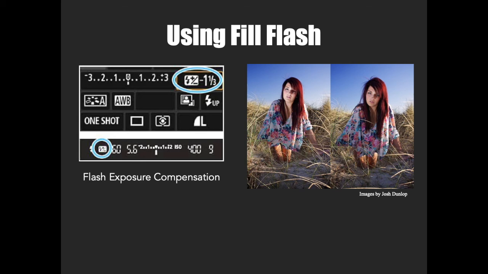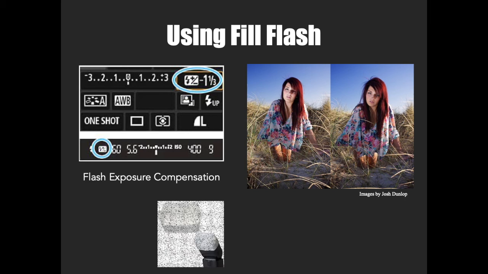So for example, on this image, our exposure compensation is set at -1 1/3. It means that we have decreased the power of our flash. And also do not forget to add a diffuser on your flash to change its light from hard light to soft light.